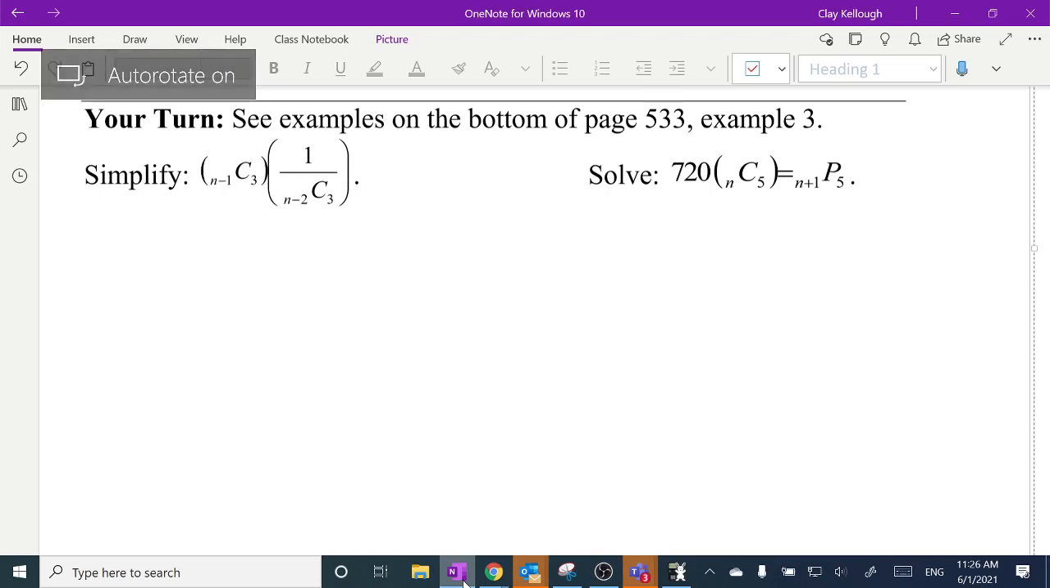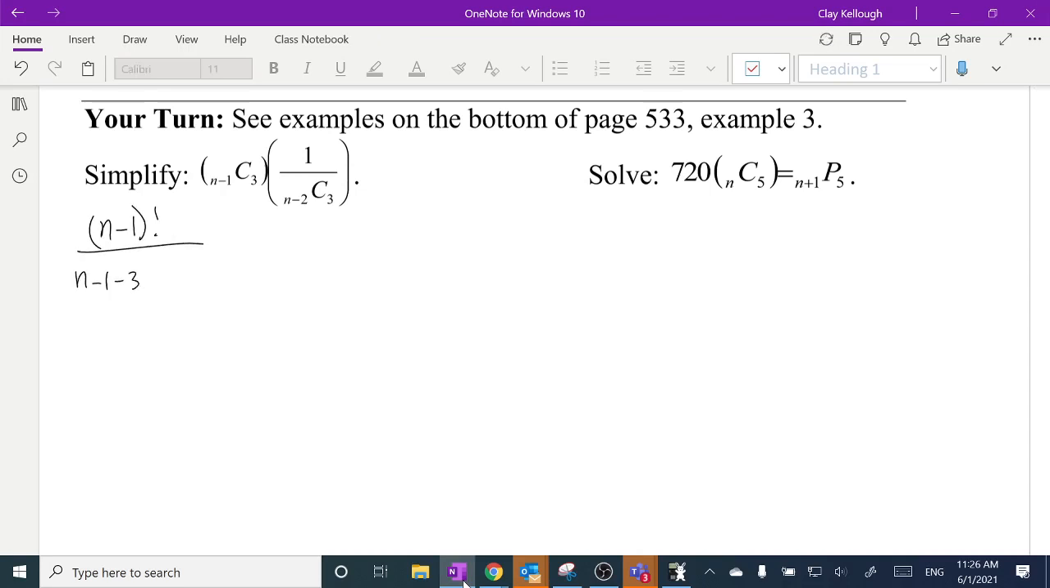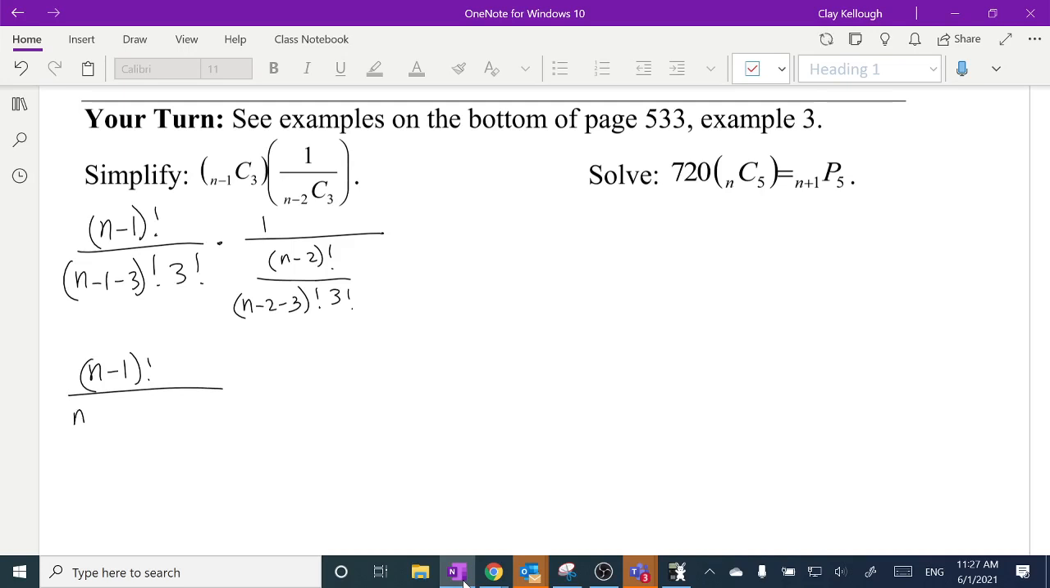Simplify that. Remember, simplify means I'm just going to get it to as simple a piece of algebra as I can make. So this is n minus 1 factorial over n minus 1 minus 3 factorial, 3 factorial. And we're timesing that by 1 over n minus 2 factorial over n minus 2 minus 3 factorial, 3 factorial. Okay, once again, this thing here hurts my eyes. 1 divided by a fraction is just reciprocaling the fraction. So I have n minus 1 factorial, which I might as well simplify to n minus 4 factorial, 3 factorial. There's the left fraction.